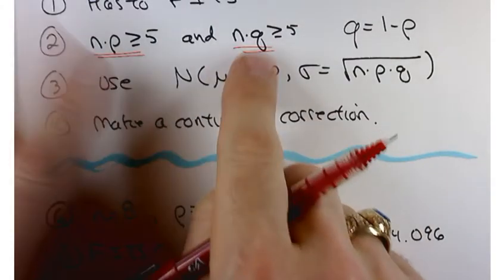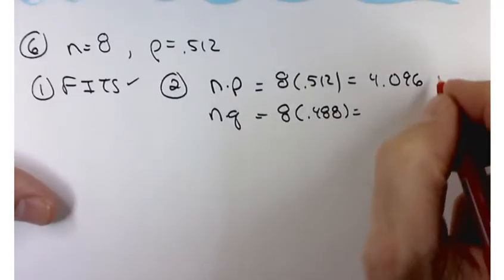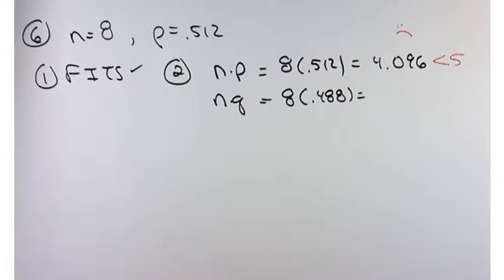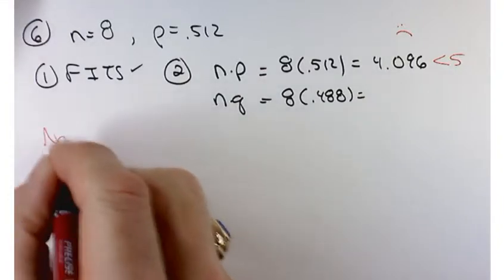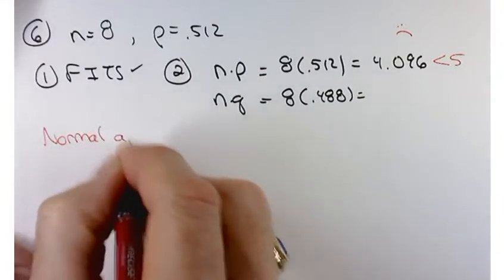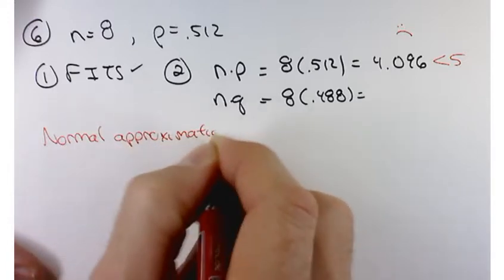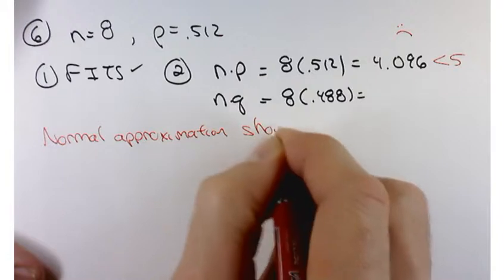These numbers have to be greater than 5, and that's less than 5. So we can't do a normal approximation in this case. So the normal approximation should not be used.